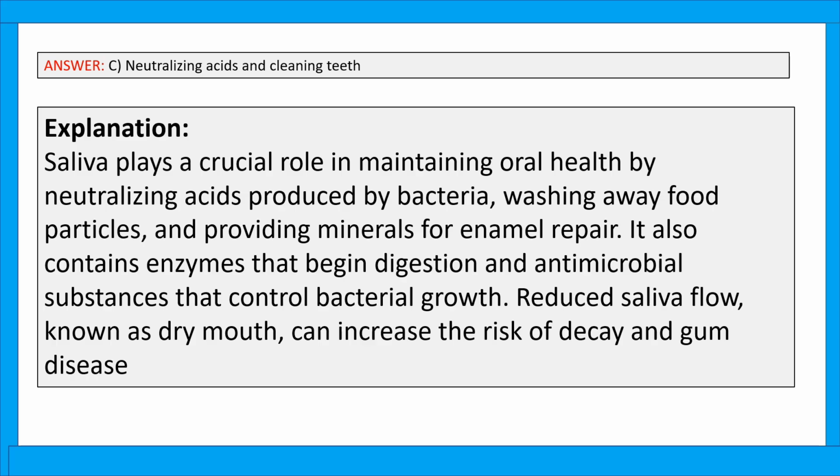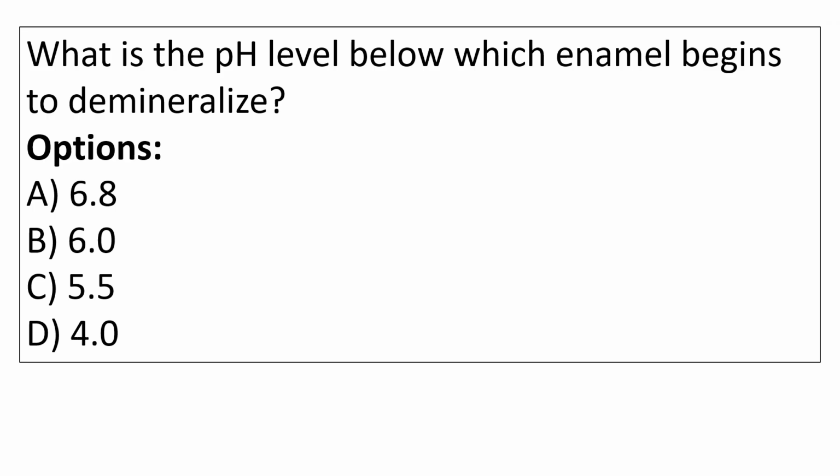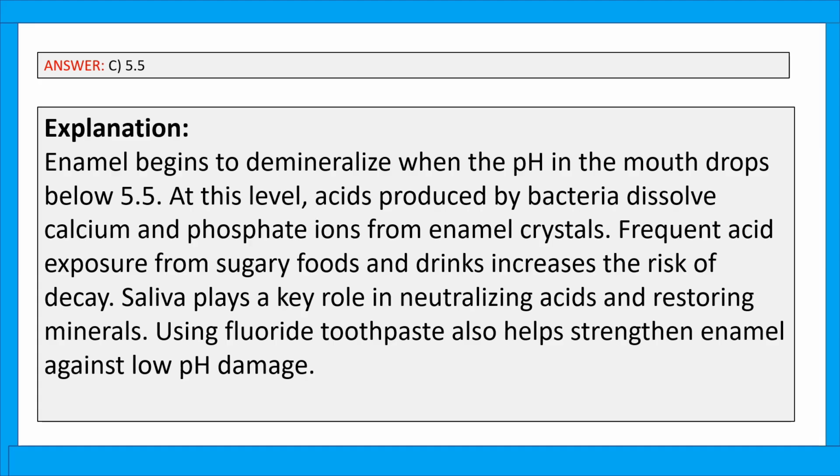What is the pH level below which enamel begins to demineralize? Option A, 6.8. Option B, 6.0. Option C, 5.5. Option D, 4.0. The right answer is option C: enamel begins to demineralize when the pH in the mouth drops below 5.5.